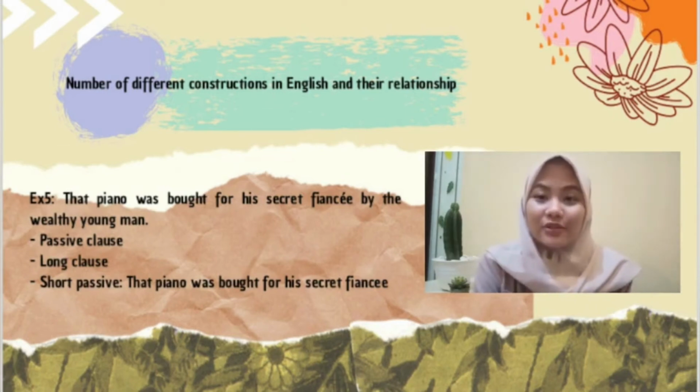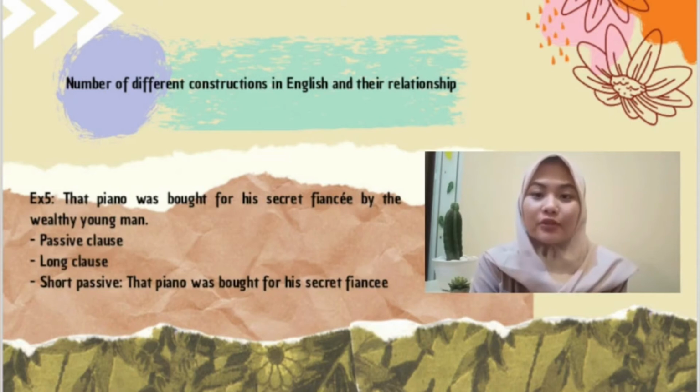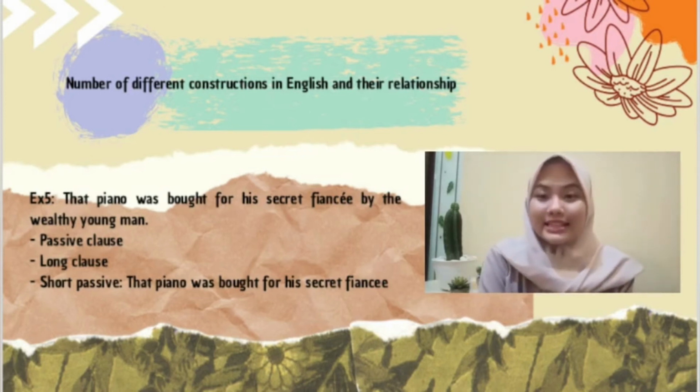The construction in 5 is called the long passive because it contains an agent noun phrase with its agent phrase. Without it, as in the above example, that piano was bought for his secret fiancé, this construction is known as the short passive. The final construction we can look at is the 6th example.